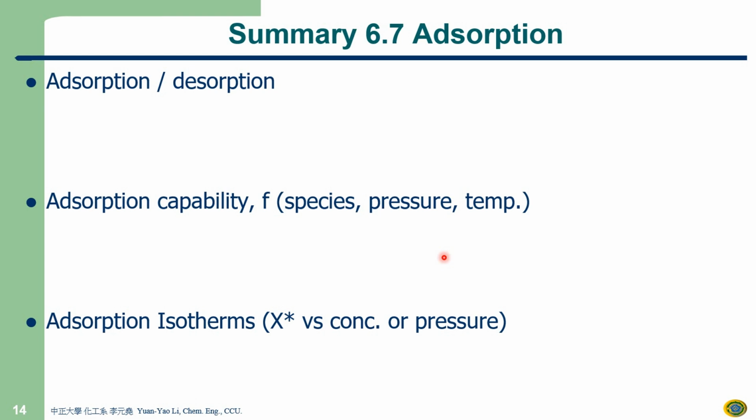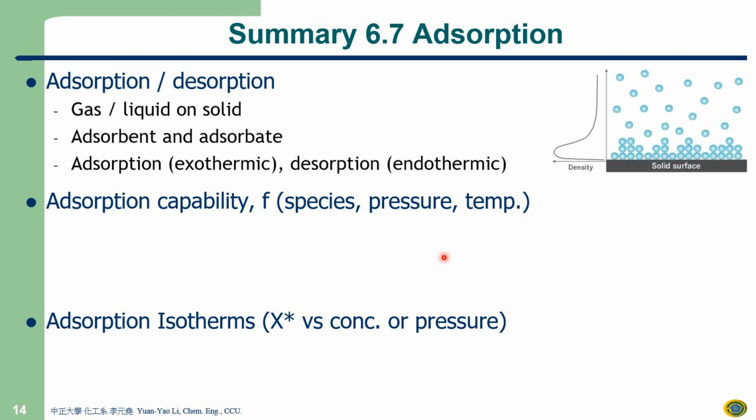But section 6.7 is about adsorption and desorption. Adsorption is when a gas or liquid attaches on the surface of a solid. That's what we call adsorption. When the things release from the surface, that's what we call desorption. So adsorption and desorption are attaching to the surface or moving away from the surface.